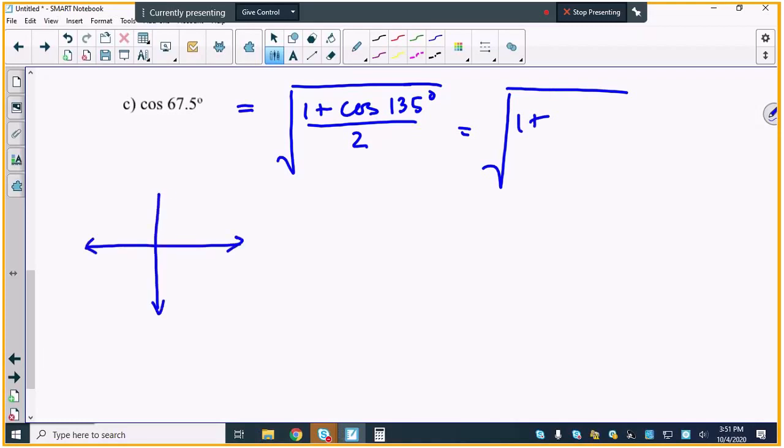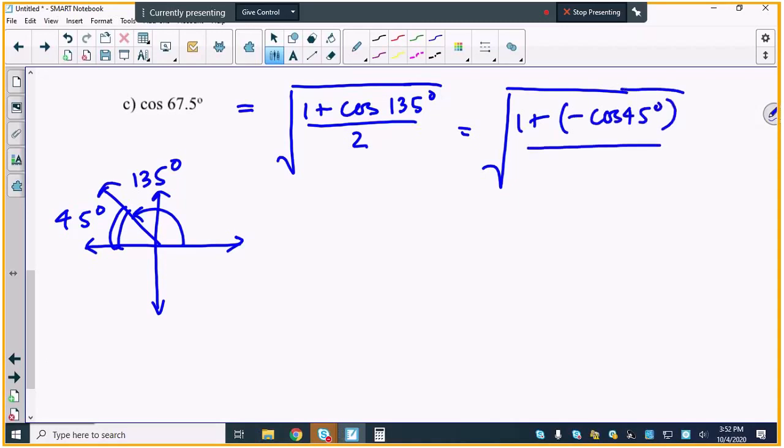So I will need the reference angle. So it is here. Reference angle is 180 minus 135, so 45 degrees. Remember, in the second quadrant, cosine is negative, so that's minus cosine 45 degrees, and that is over 2. So I get square root of 1 minus cosine 45 degrees, square root of 2 over 2, all over 2.